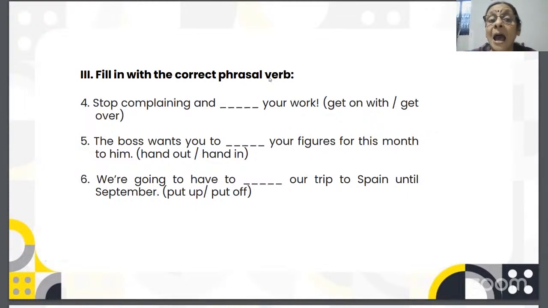Now, hand out means to distribute something. Please hand out these sweets, or please hand out these papers to them. That means you have to distribute those papers.